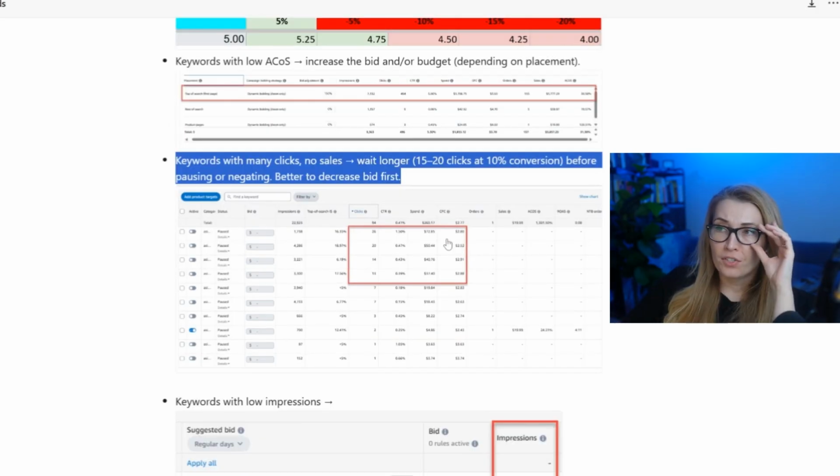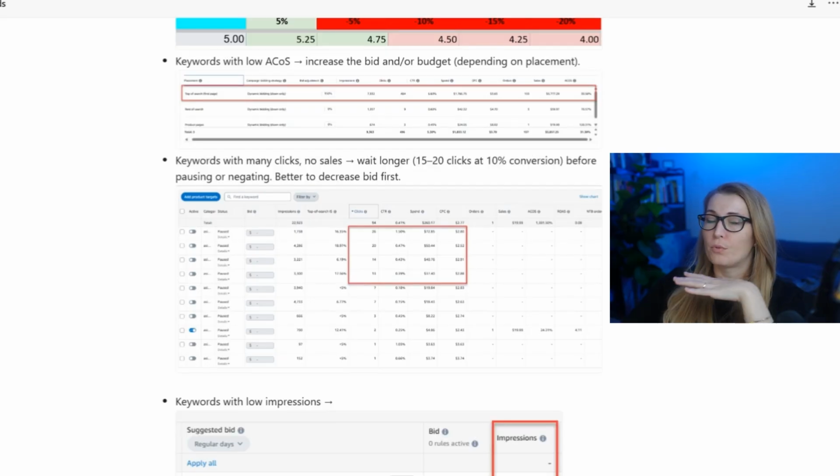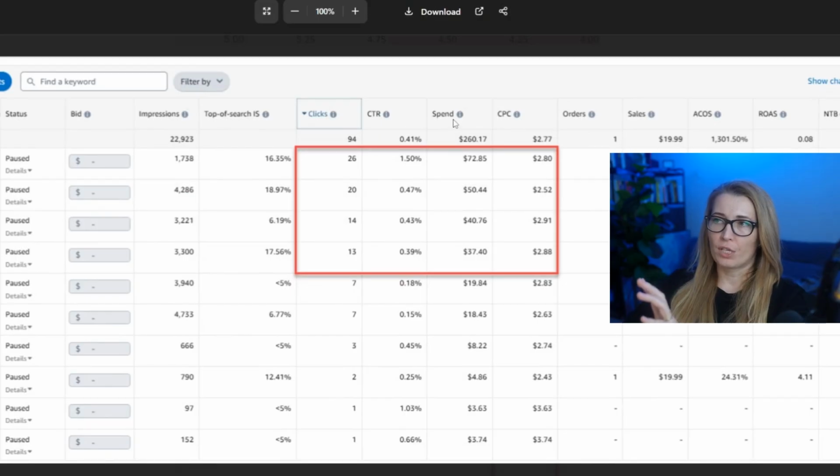Now, the third scenario is going to be keywords with many clicks, no sales. You would wait longer to gain at least 15 to 20 clicks in this specific scenario, again with a 10% conversion rate, before pausing or negating. And here what I'm suggesting is to decrease your bids first. Here I'm just showcasing a quick example. As you can see, the very first 4 ASINs did not perform. The CPC was quite high. There was one product that performed really well. That one was not paused, but all the rest were paused.